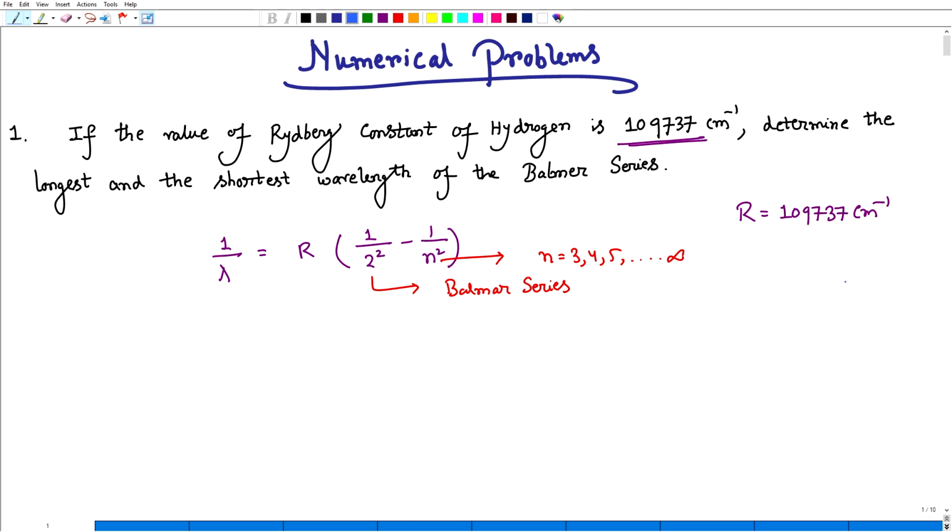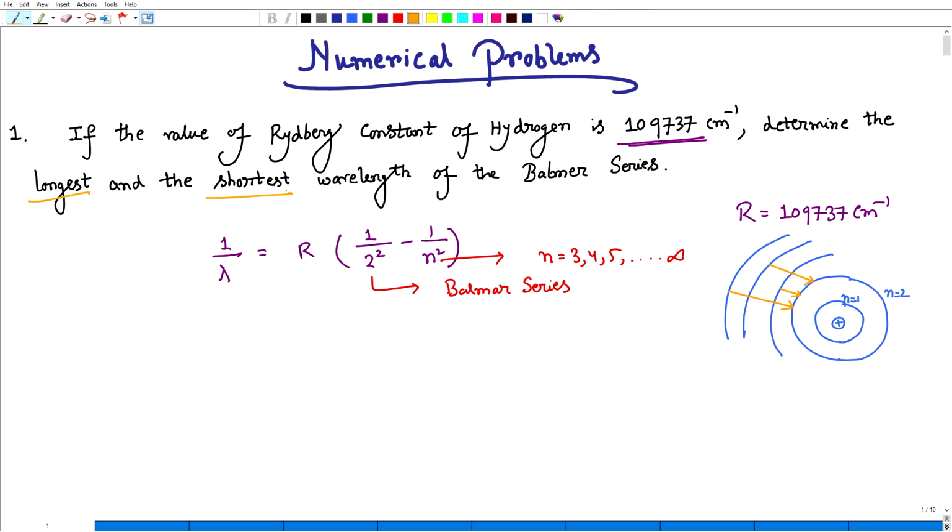This is n equals to 1, n equals to 2, and 3, 4, 5. Every transition occurring from any higher excited level to the level n equals to 2 will be considered as a line of the Balmer series, like this. So, these things we have already discussed, right? Now we have to calculate the longest and shortest wavelength.